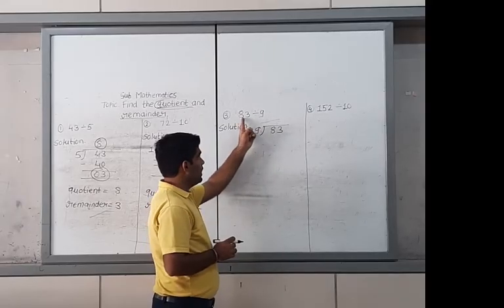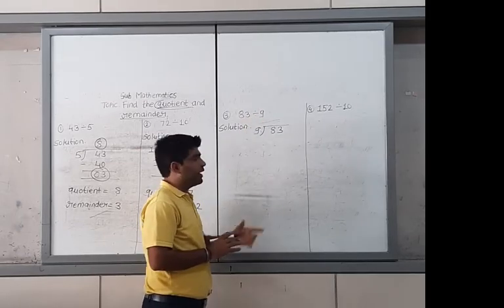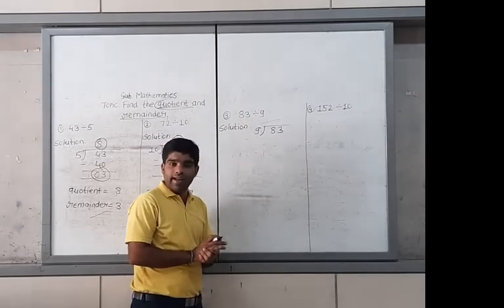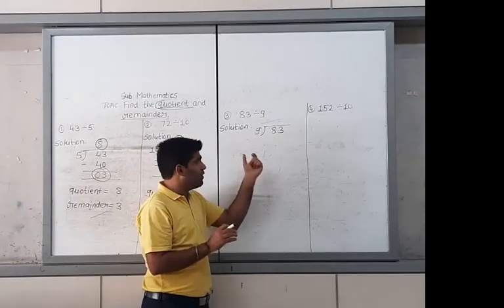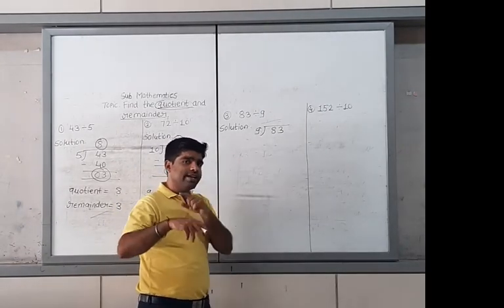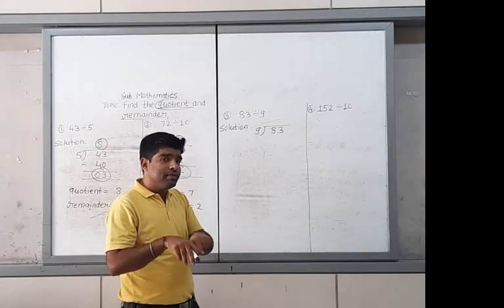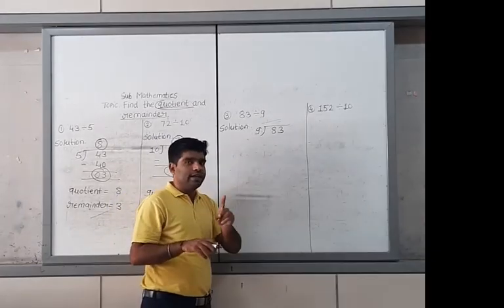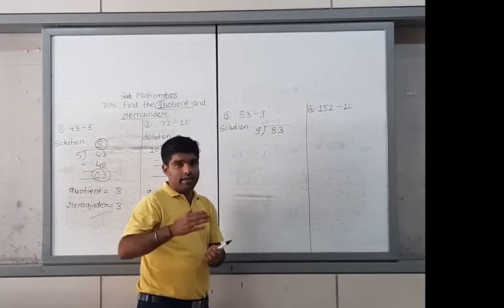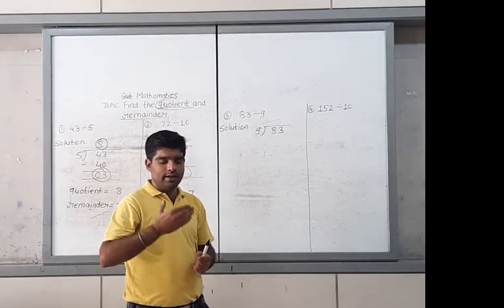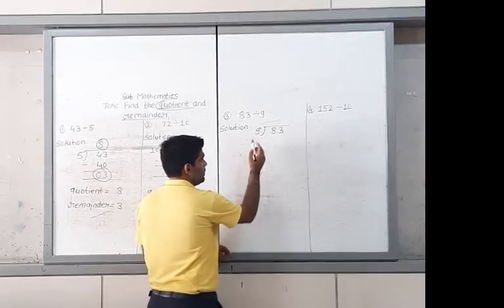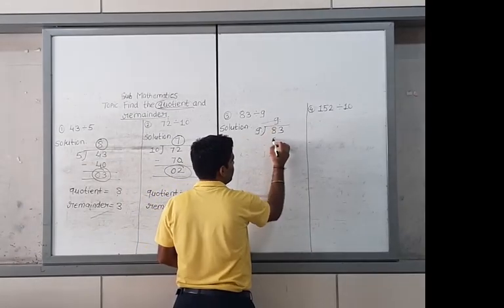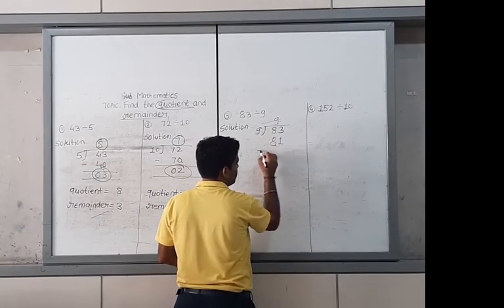First of all, 83 divided by 9. Now see the table of 9. 9 ones are 9, and then 9 tens are 90. It means that 90 is greater than 83, so we have to use a smaller number. Here it will be 9 nines are 81. This is our 81.